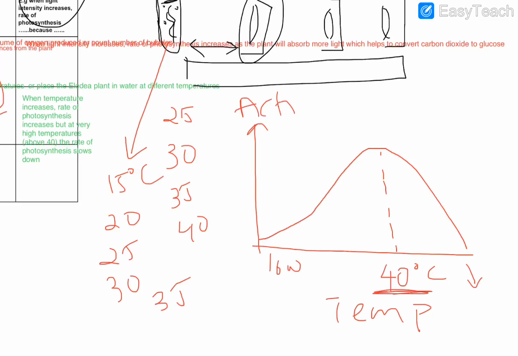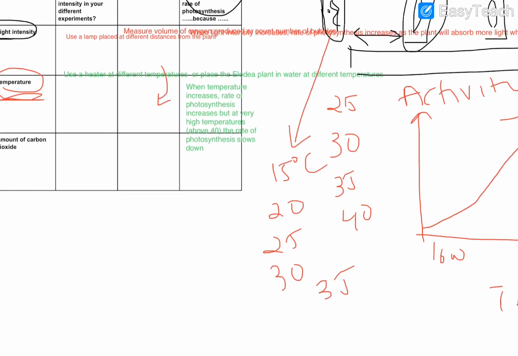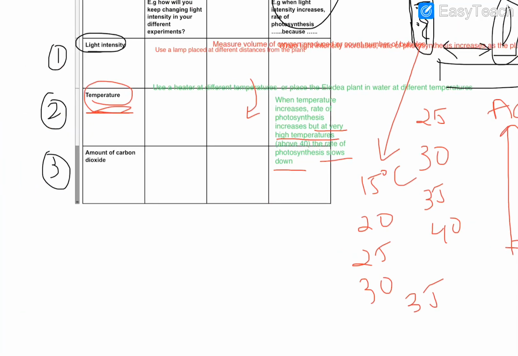So I could say activity here. So this is what we will observe. Rate of photosynthesis increases, but at very high temperatures, the rate is going to slow down.